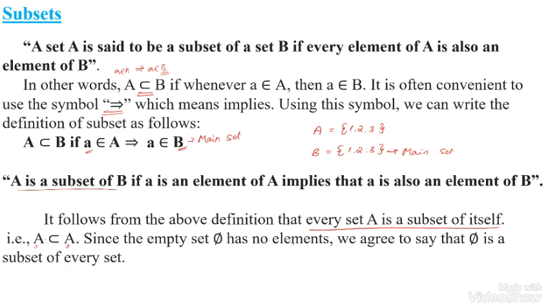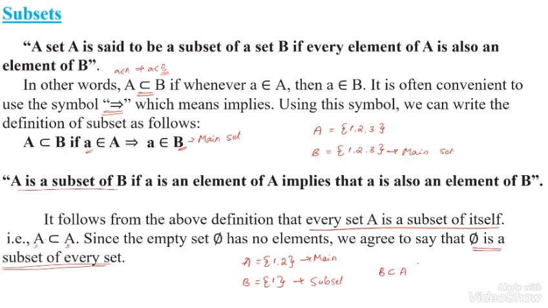Since the empty set has no element, and we already know about the empty set, a set which does not contain any element is called an empty set. Here, the empty set is a subset of every set. For example, I will consider one set A containing 1, 2, and set B containing the element 1 only. Here A is the main set and B is the subset. At that time I can write it as B is a subset of A.